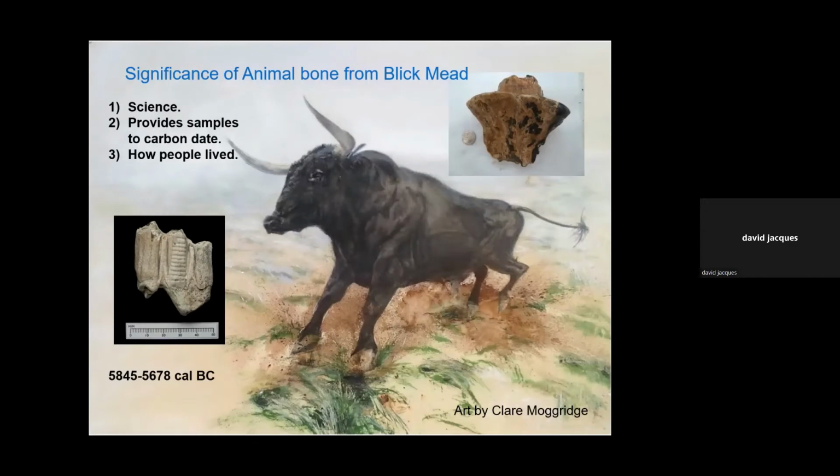And so, yes, we've got the tools, and of course they're fascinating because they show us what people were doing. These are not just tools for killing animals. We've got certain types of tools which were used for making clothing, for making holes in clothing, for cleaning sinew, a whole range of tasks. But the animal bone is particularly important because we can apply cutting edge science to it. Plus, it provides samples for carbon dating, and the animal bone also gives us clues as to how people were living.